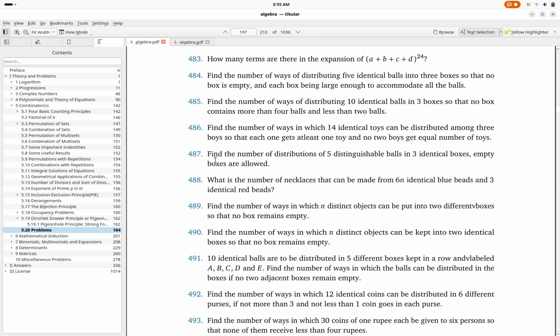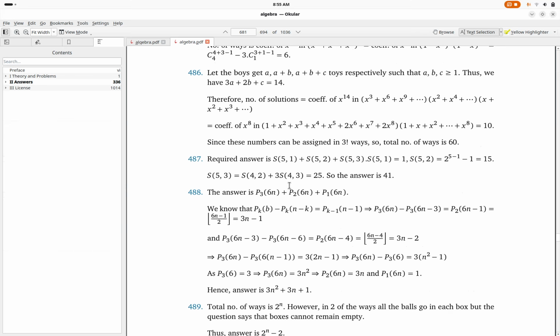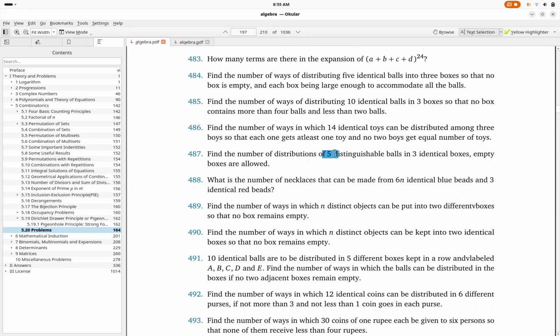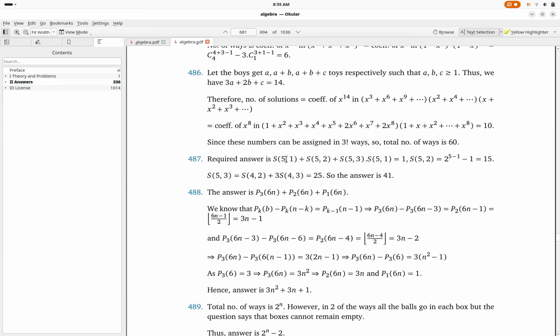Question 487 says: find the number of distributions of 5 distinguishable balls in 3 identical boxes, where no 2 boxes are allowed to be empty. So the required answer is S(5,1) + S(5,2) + S(5,3). So we are given 5 distinguishable balls. We can put all of them in the first box, or all of them in the second box, and so on.